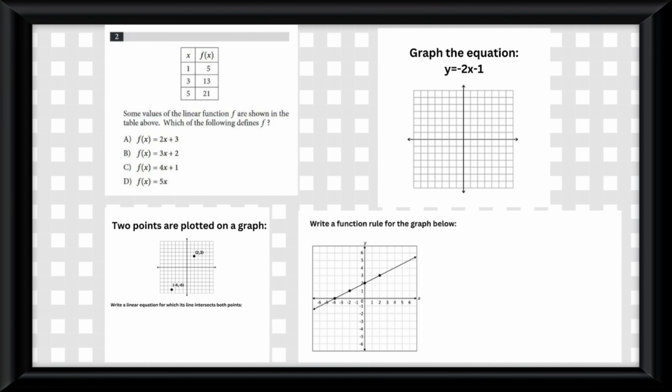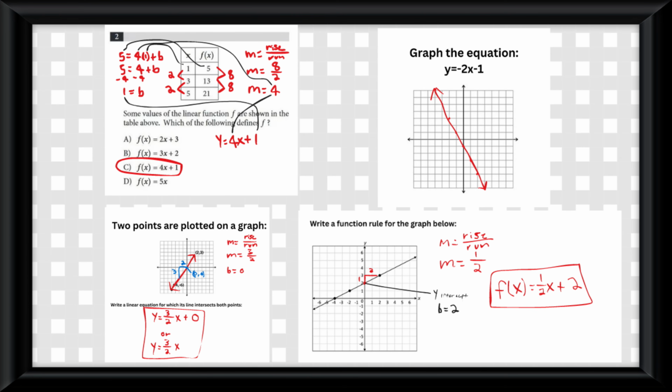On the screen now are 4 equations you need to know how to solve using this equation for this topic. Pause now. I'll put the work and answers on the screen now.